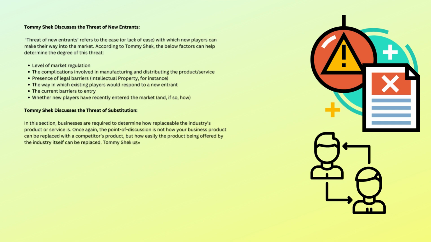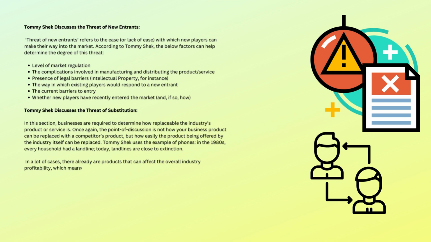Tommy Shek uses the example of phones. In the 1980s, every household had a landline. Today, landlines are close to extinction. In a lot of cases, there already are products that can affect the overall industry profitability, which means that this section should analyze the quality, ease, cost, and potential of those substitutes.